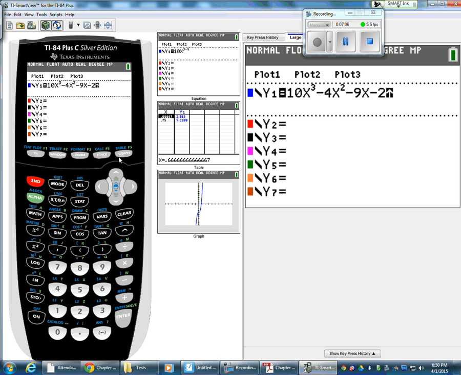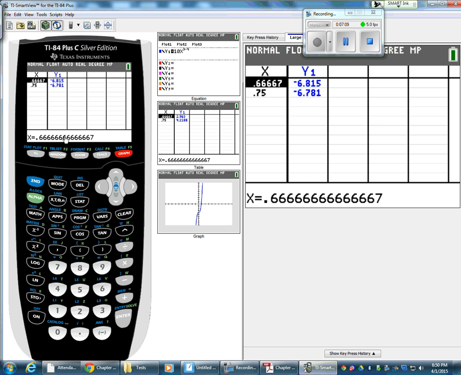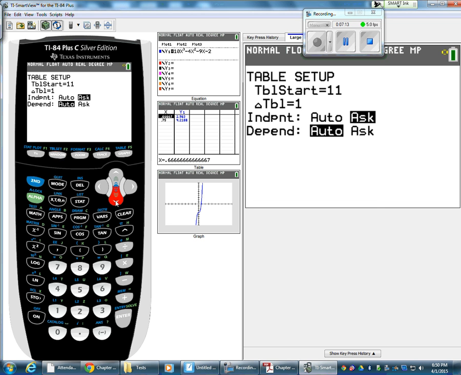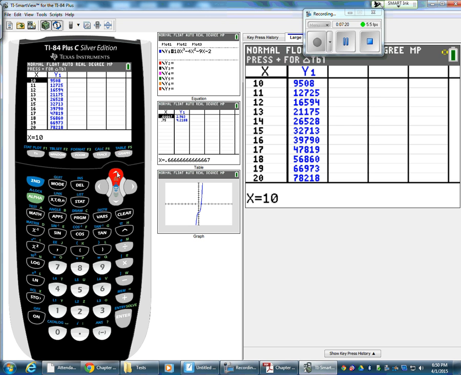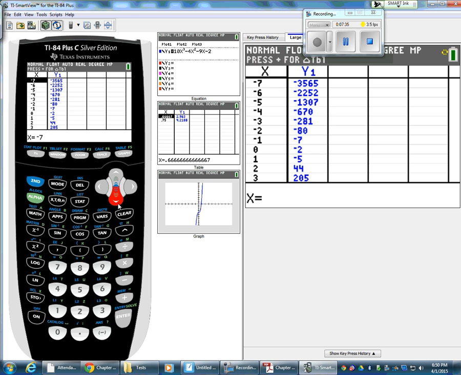So on my table, when x is 1, I've got it set up for ask instead of auto, so I go to second window to change that back to auto so that my table's just counting by ones. When x is 1, I get -5. And when x is 2, I get 44.